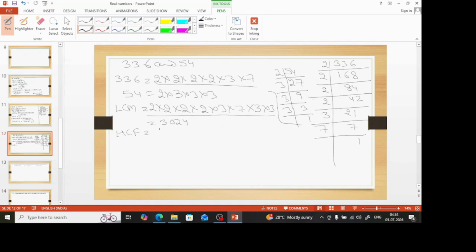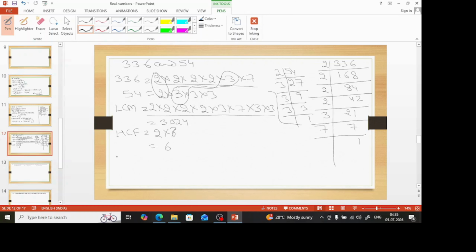Now HCF. HCF again, the number which is repeating in both of them. 2 is coming, 2. Now 3. So it will become 6. So now 6 is the number which can divide 336 and 54, and 3024 is a number which is divisible by 336 and 54. So 336 and 54 can divide 3024, and 336 and 54 can be divided by 6.